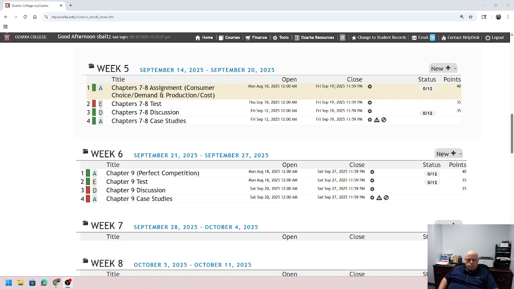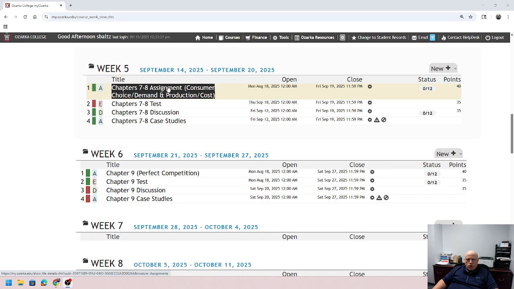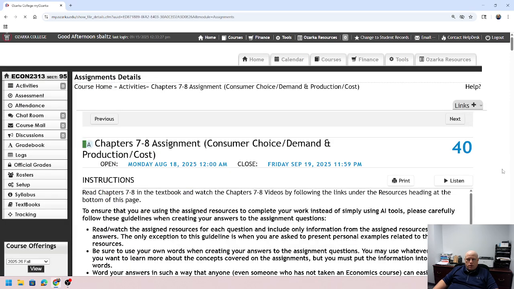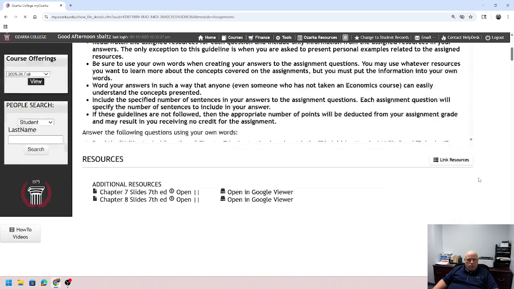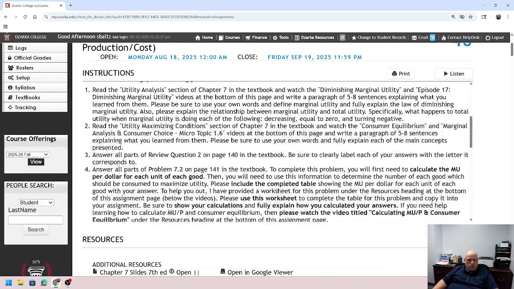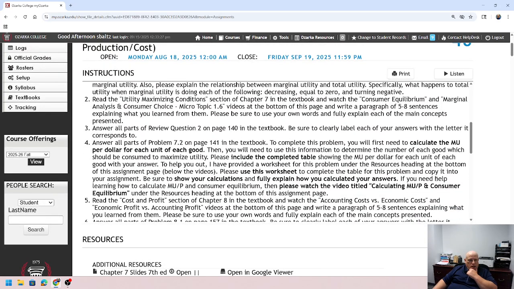There are some problems that you'll have to work out for the Chapter 7 and 8 assignment, so it's probably going to be to your benefit to get started on these activities as soon as possible, because they will take some time to complete. For example, on the Chapter 7 and 8 assignment, you're going to have some problems that you're going to work on from the textbook.